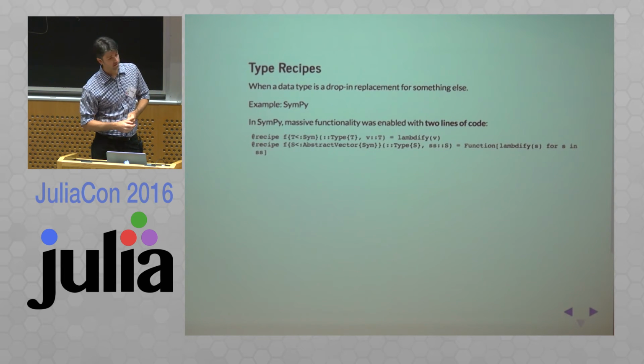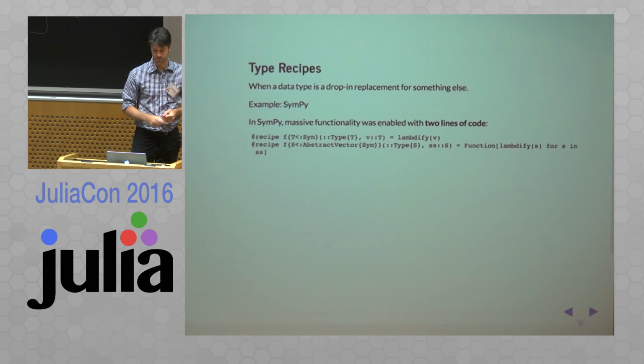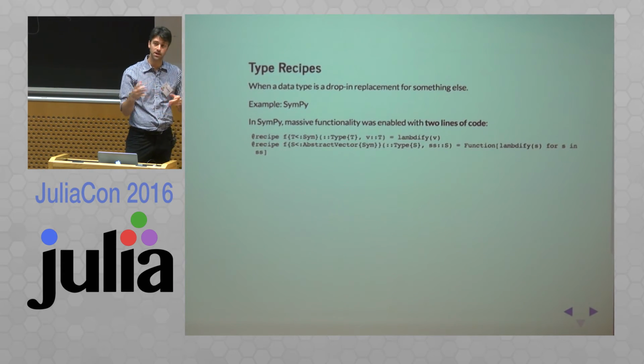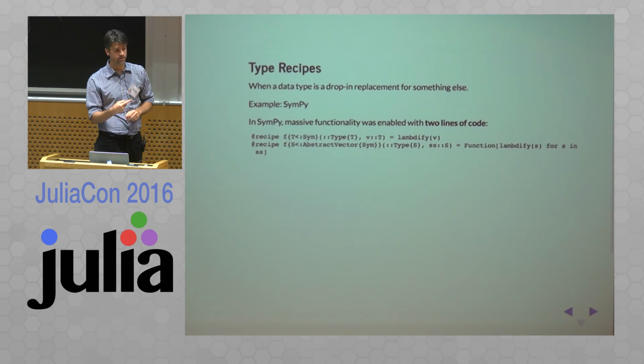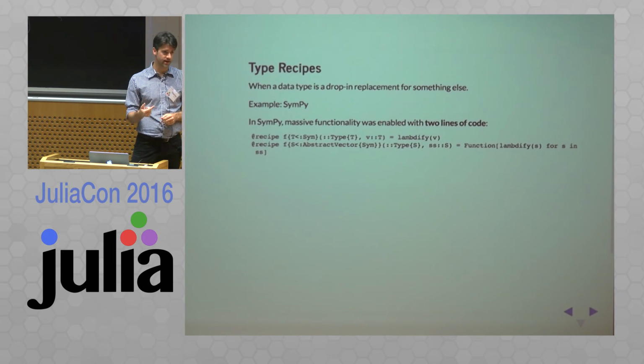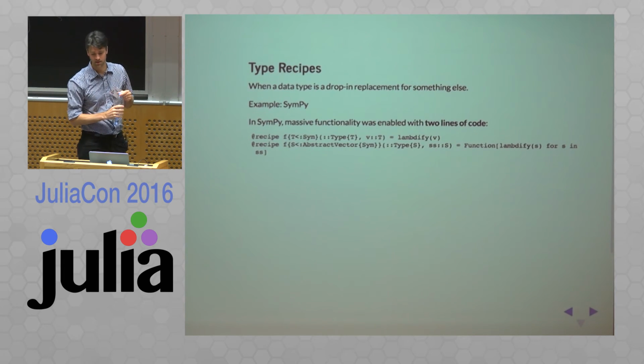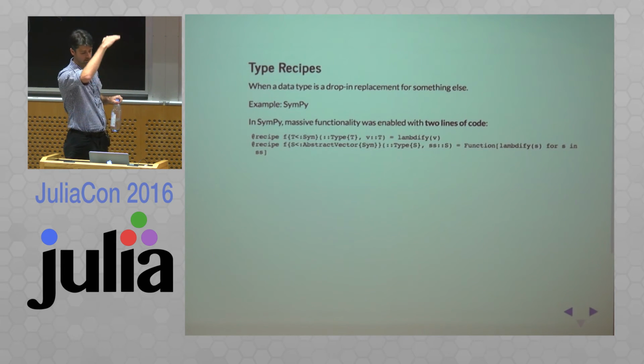There's something else called a type recipe. I should add real quickly that all the recipe processing is recursive, in that if you apply a recipe, you can create something else that's going to be the input to another recipe. So you can have it just keep processing until it doesn't find anything else to process. So you can have layered recipes.